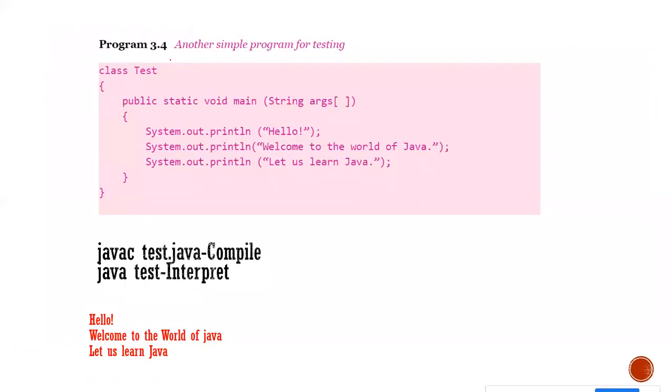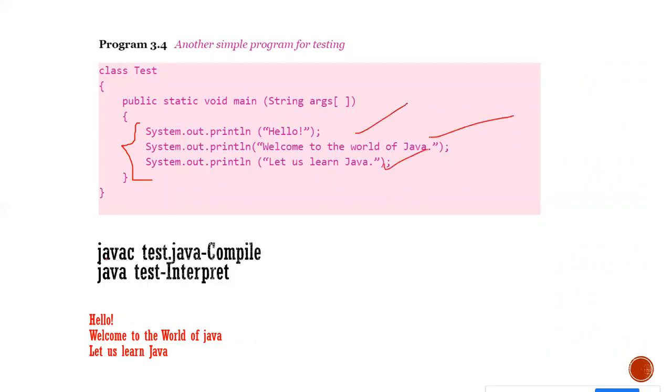Simple program for testing: public static void main, string args. The same program which we have already looked into, but here there are 3 statements. Those are also System.out.println: Hello, welcome to the world of Java. Let us learn Java. You have 3 statements here.